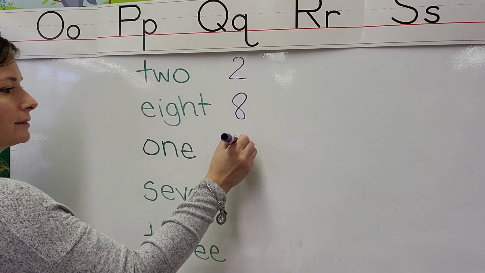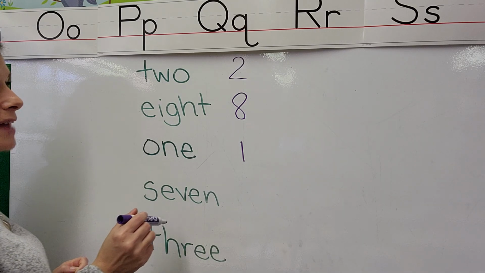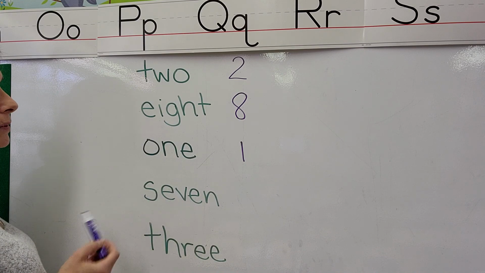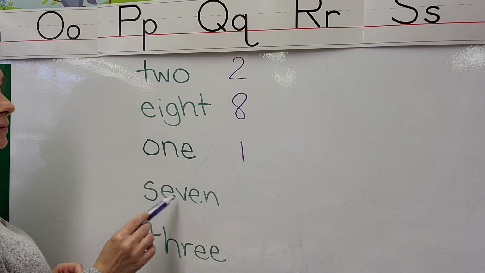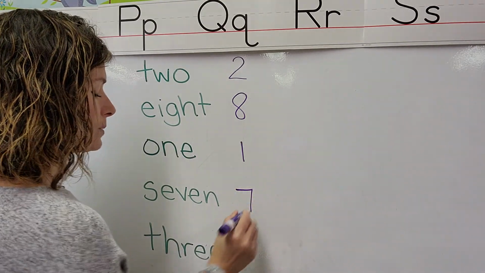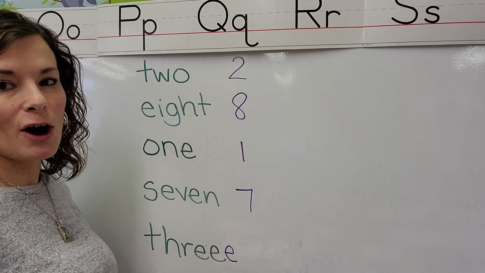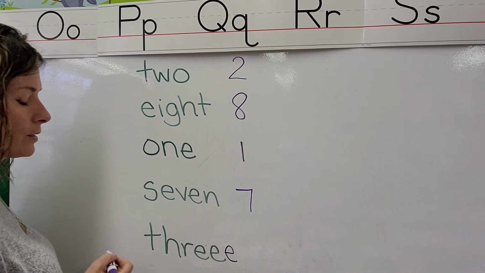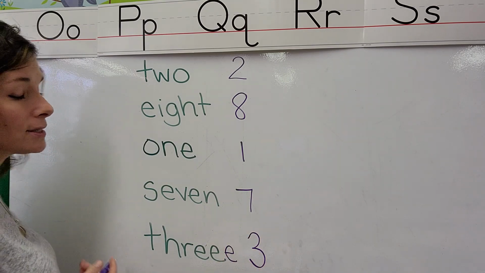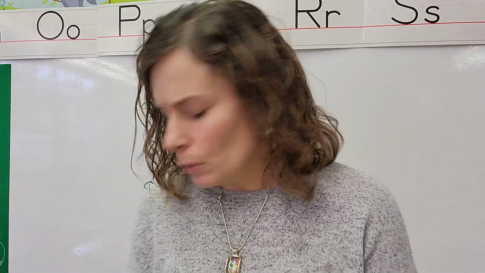It's 1, right? Okay, now, we know a couple numbers that start with S, but the E and the V kind of give me a clue. 7, what would that be? 7. And then this one, probably should have another one of these for our clue, right? What is this word? It is 3. And that's why it should have 3 E's, right? Because it's 3. Okay, so just a little review on our number words.